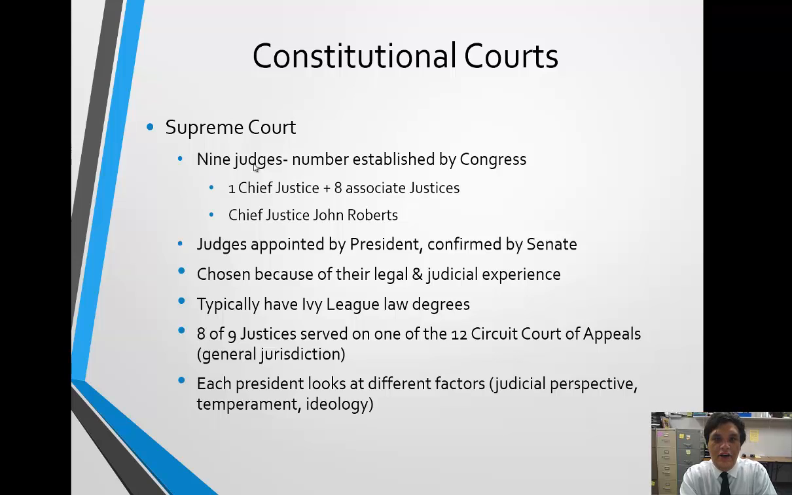The Supreme Court consists of 9 judges, or justices, if you will. 9 judges, and this number is established by Congress. Congress can actually expand the number of judges in the Supreme Court if they wanted to. This actually happened in the 1930s with FDR, Franklin Delano Roosevelt. He wanted to make it 12 Supreme Court justices because he wanted more judges of his political party or of his political ideology. He wanted to get more legislation passed, and he wanted it to be ruled constitutional by the Supreme Court.